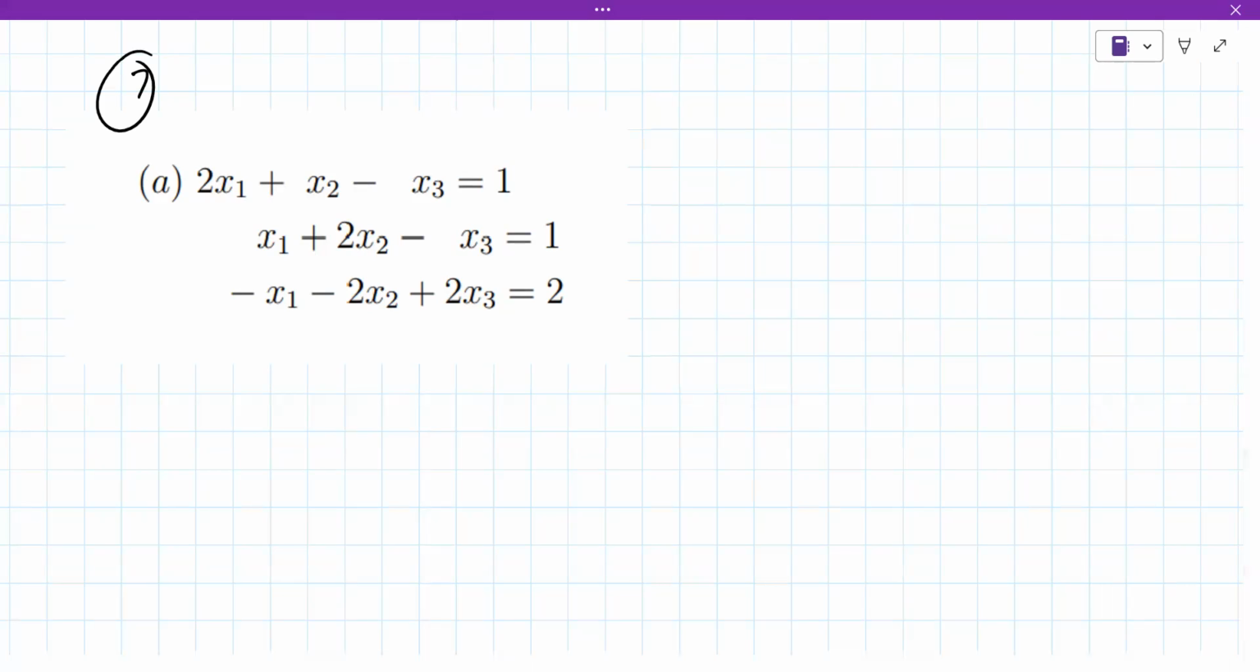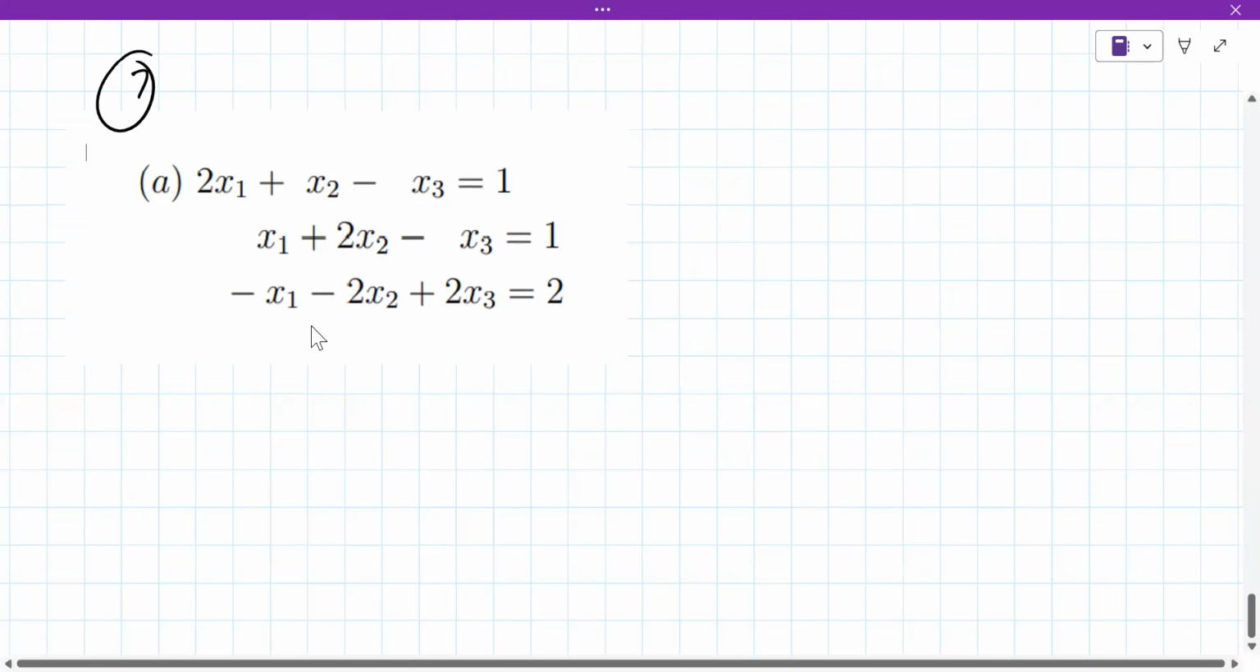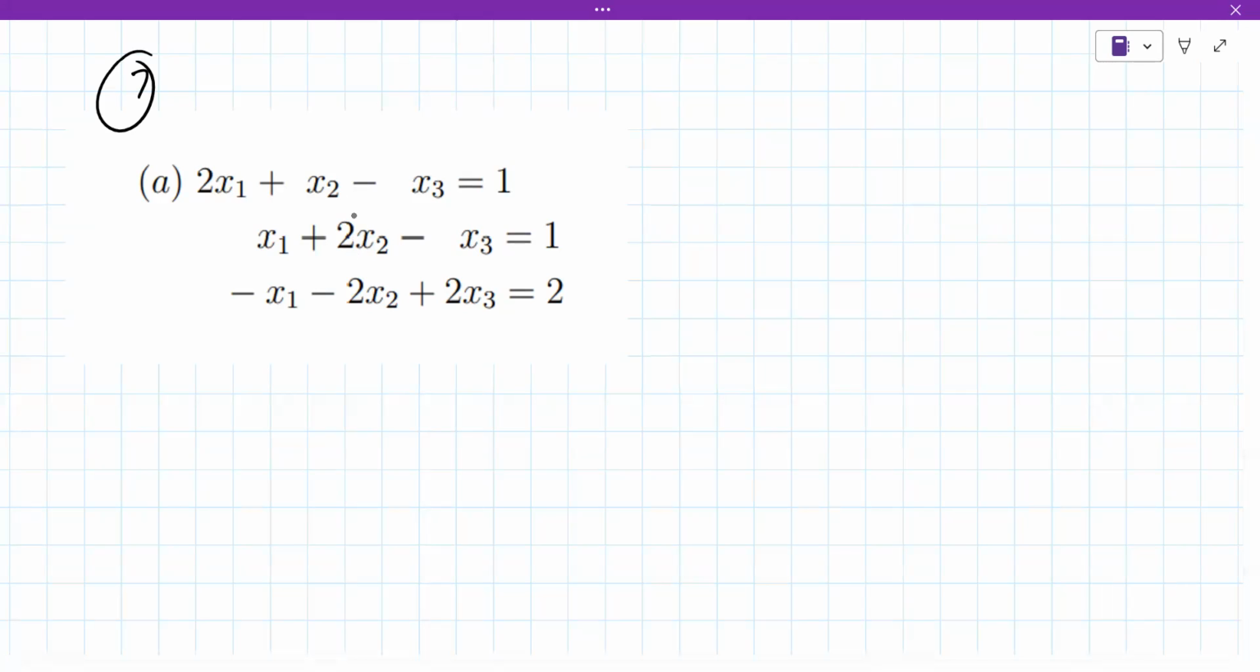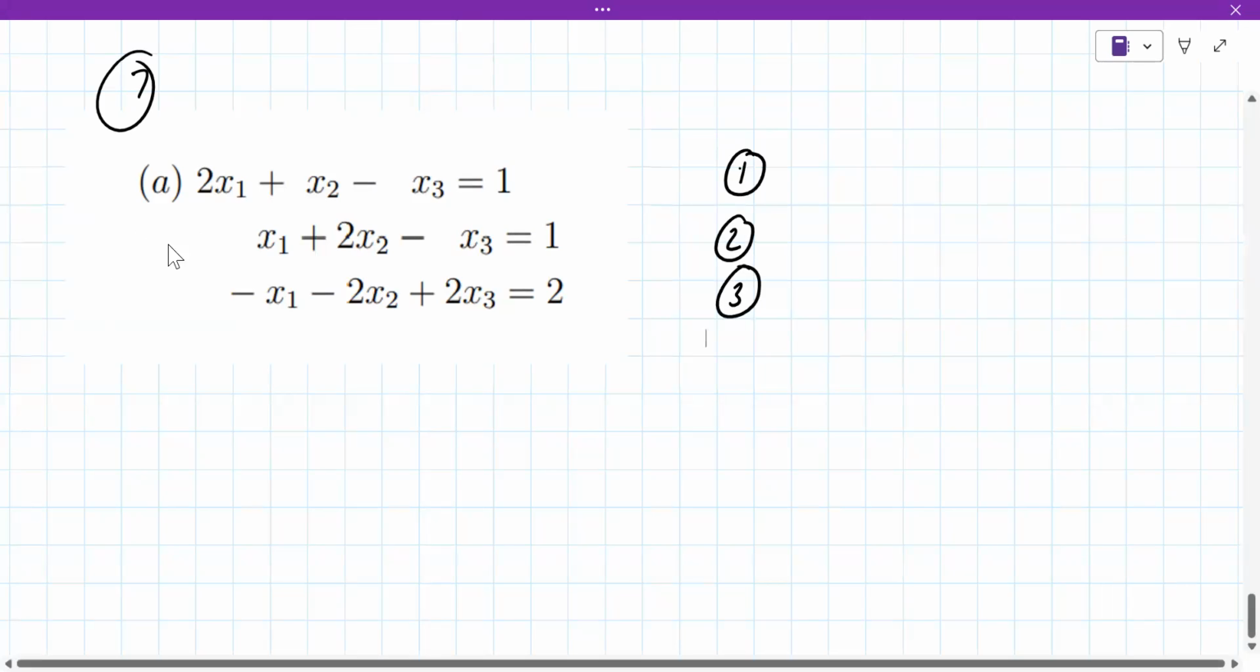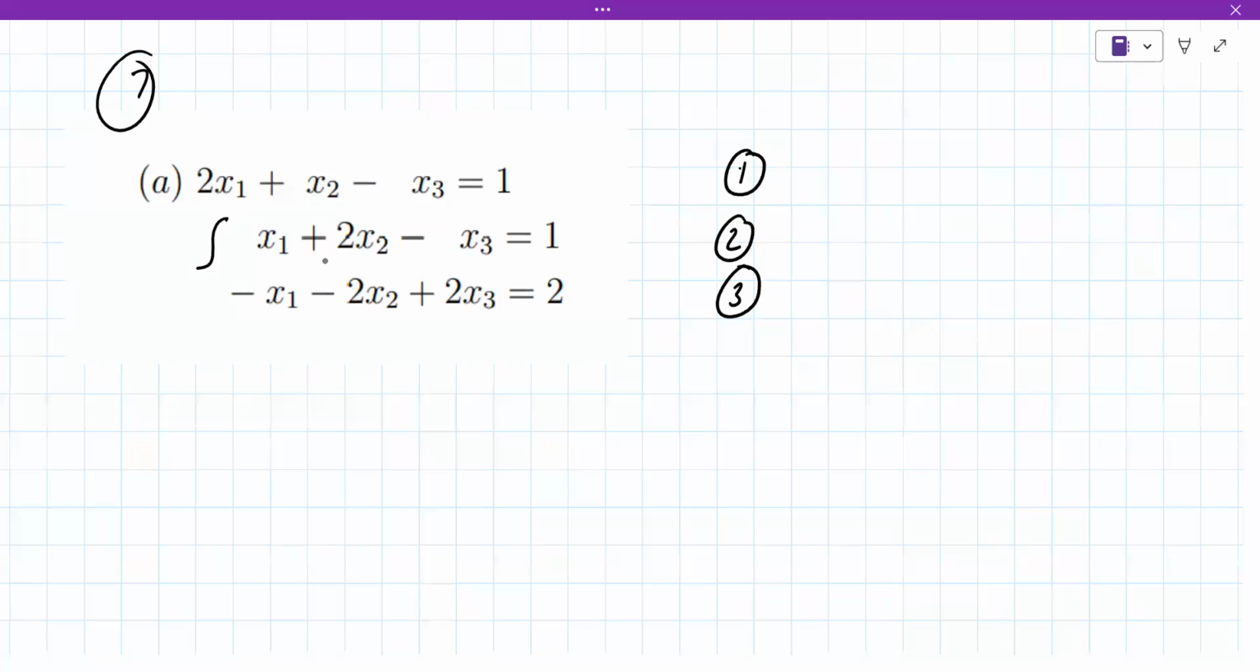Okay, so one of the things I see right away is that what you really want to do is decide if you can combine equation one. By the way, this is equation one, equation two, equation three. Your goal is to eliminate one of the variables. I'm going to suggest that we combine these last two equations.